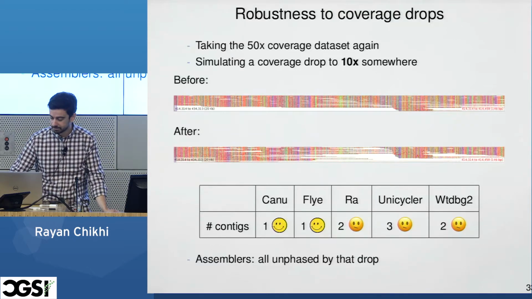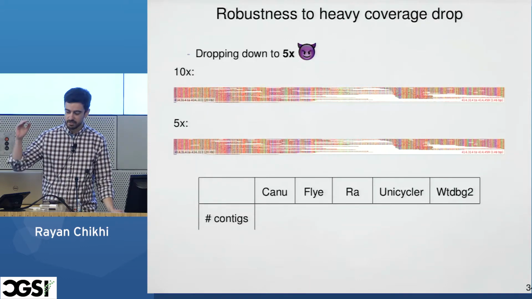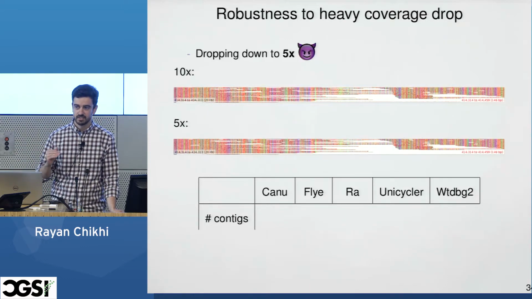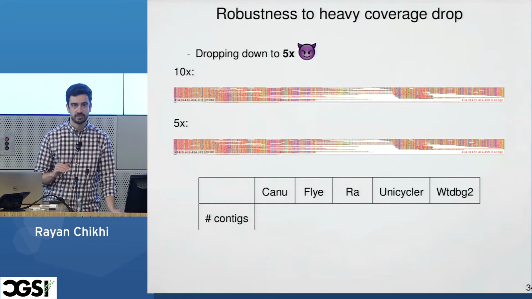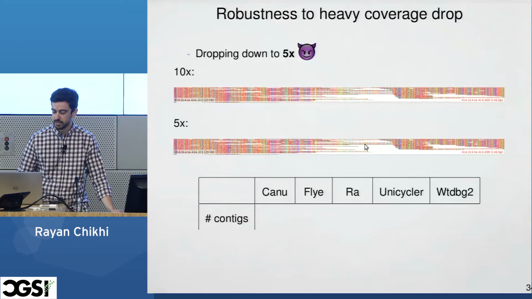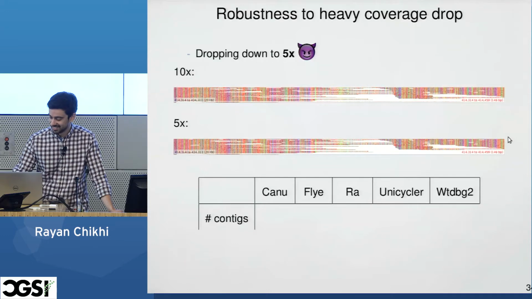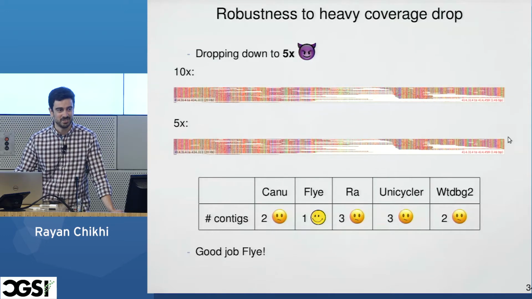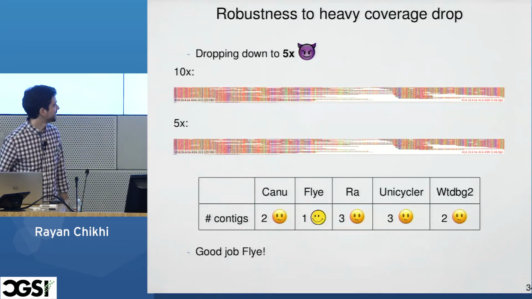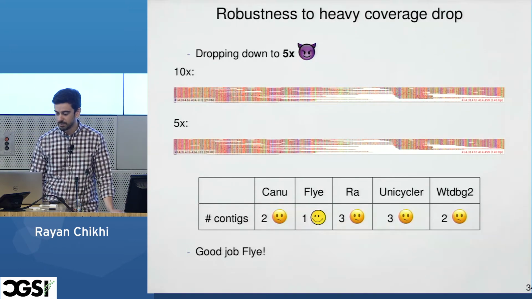So nothing happened. Let's be extra evil and lower the coverage even further, to 5x. Nobody in their right mind will assemble at 5x. So that region should definitely produce some sort of contig break in many assemblers. Will it? Not all the time. So I would say good job, Flye, for being able to jump over a 5x coverage drop in a simulated setting.